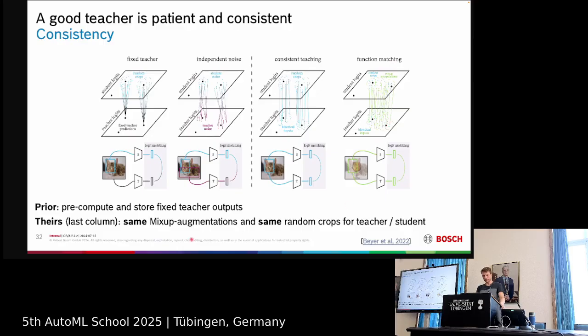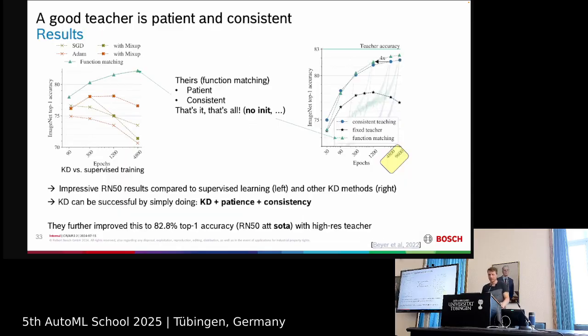Yes, I think I explained this: mixup augmentations, and the same random crops and other augmentations for teacher and student. Let's look at the results. On the left side, we just compare it to regular supervised training. The green line here is the knowledge distillation, and the other ones are various versions of supervised training.